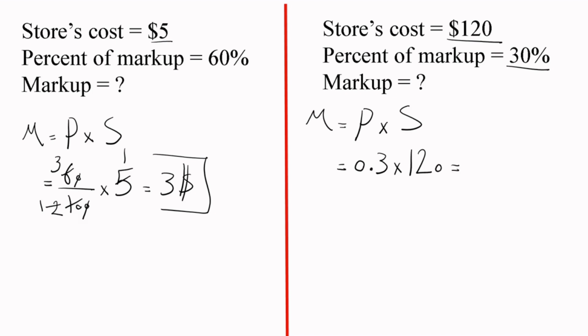The final answer, if you multiply this, and I expect you to know how to multiply this, it's going to be $36. And this is the only correct answer of this example. This $36 is not selling price, it is a markup. It is the net profit that this store is going to gain from selling this item.